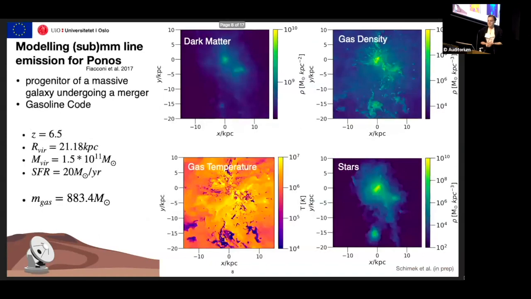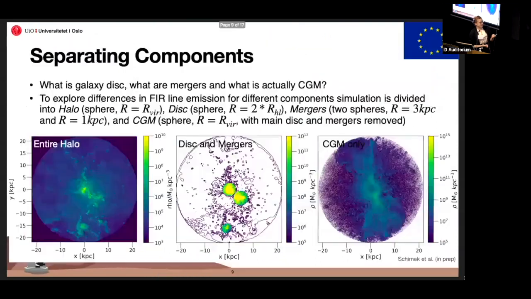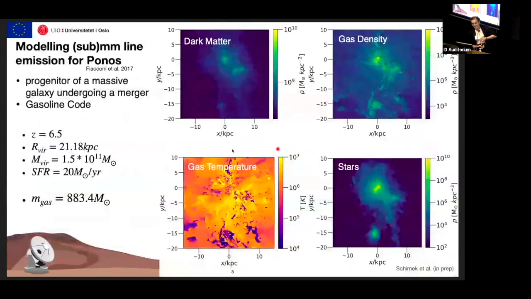So I'm using this simulation at the moment. This is the Ponos simulation run with Gasoline. It's the progenitor of a massive galaxy undergoing a merger, which you can see. The quite chaotic system at high redshift. The mass resolution is quite good, with around 900 solar masses, which makes it quite nice because we can kind of resolve GMCs where you have, of course, molecular lines in the sub-millimeter.